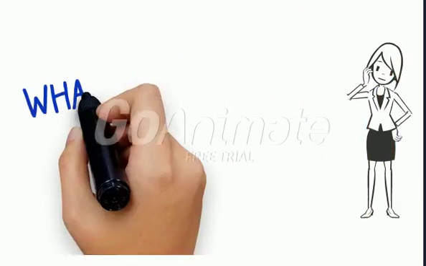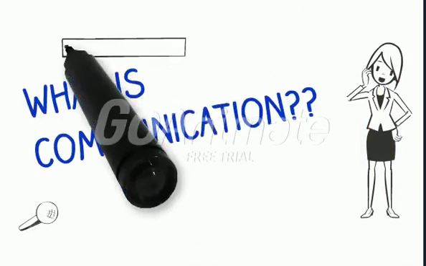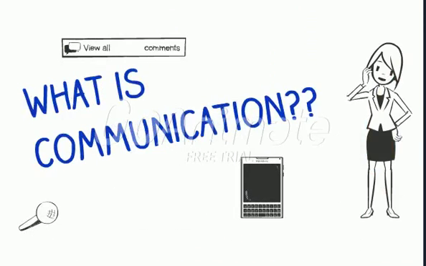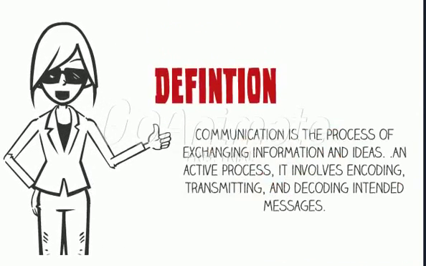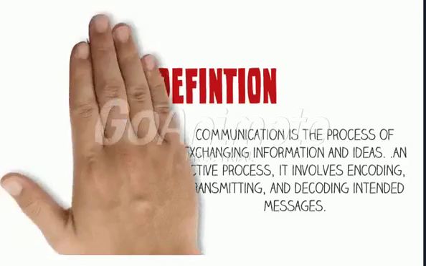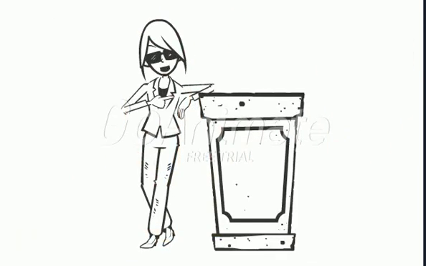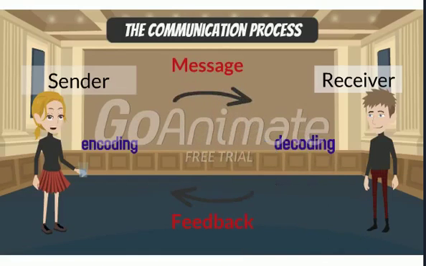Communication is a crucial part of our daily lives, so let us get a proper definition for the following question: what is communication? By definition, communication is the process of exchanging information and ideas. It is an active process. It involves encoding, transmitting, and decoding intended messages. Up next we look at the communication process. In the communication process, we have the sender, receiver, the message, the channel, encoding, decoding, and feedback.